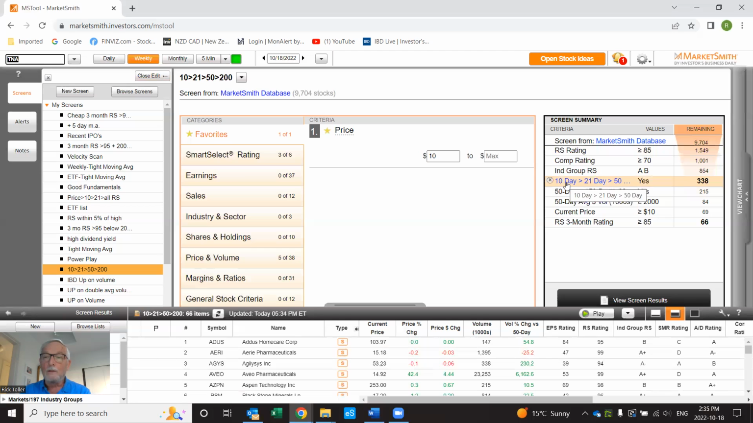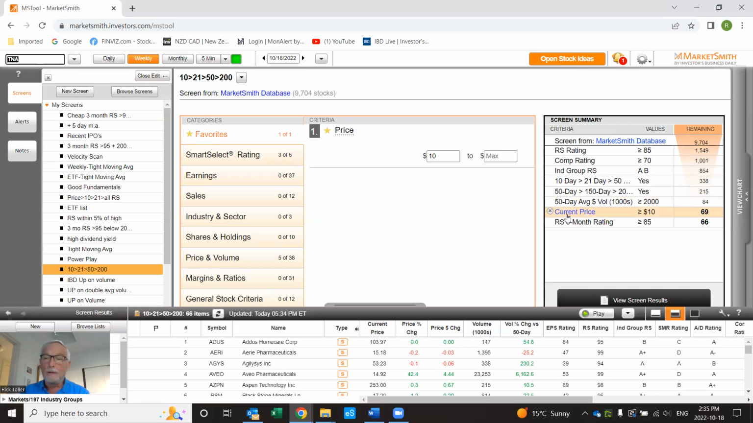So the answer to the question, yes, is the price. Is the 10-day moving average greater than the 21 and greater than the 50? If the answer is yes, that brings me down to 338. And then the longer term: is the 50-day greater than the 150, which is greater than the 200? We're down to 215. Average volume is $20 million. That narrows the field quite a bit.